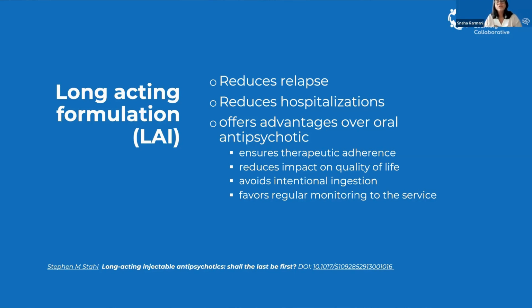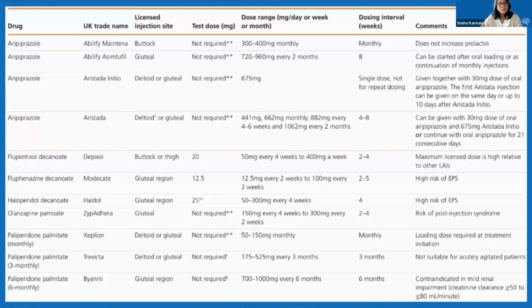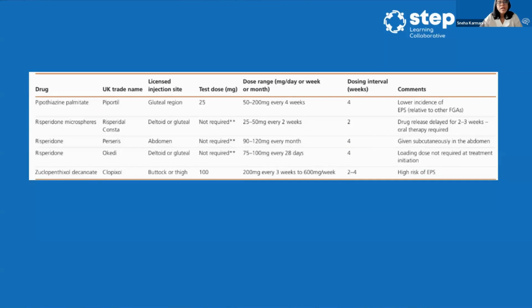And it also favors regular monitoring to the service. Some antipsychotics which I have listed, I know this table is overwhelming, but just for you to know that aripiprazole, flupentixol, fluphenazine, haloperidol, olanzapine, paliperidone, all of these are available. And these can be given at a frequency of 2 to 4 weeks or 4 to 8 weeks or monthly. Paliperidone is also available in a 3 month and 6 month formulation. We also have pipothiazine, risperidone, zuclopentixol all available.